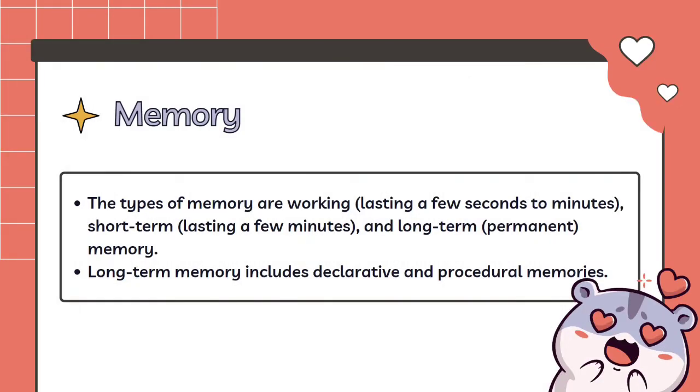Now let's proceed to memory. The types of memory are working memory, lasting a few seconds to minutes, short-term memory, which lasts for a few minutes, and long-term or permanent memory. Long-term memory includes declarative and procedural memories.